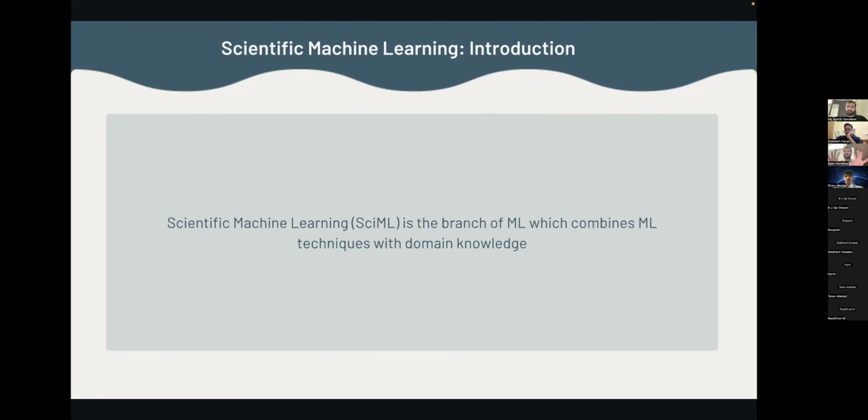So if you look at this in the format of a puzzle, right, there are two things that you need to complete the puzzle. The first part of the puzzle is the scientific equation itself, the governing equation of the problem. The second part of the puzzle is the data, and you combine both these things together, and then you get a scientific machine learning model.